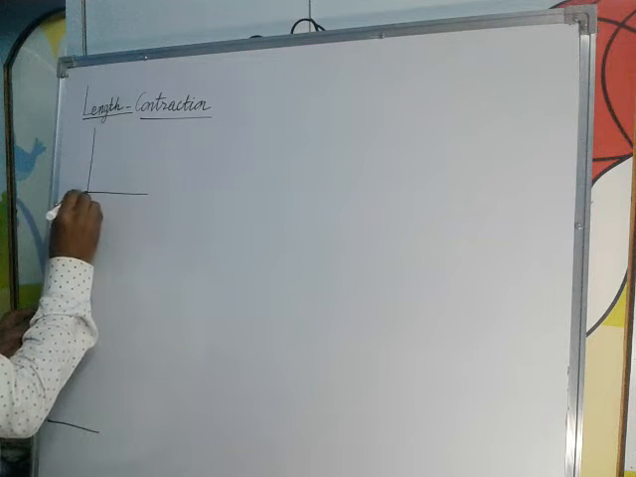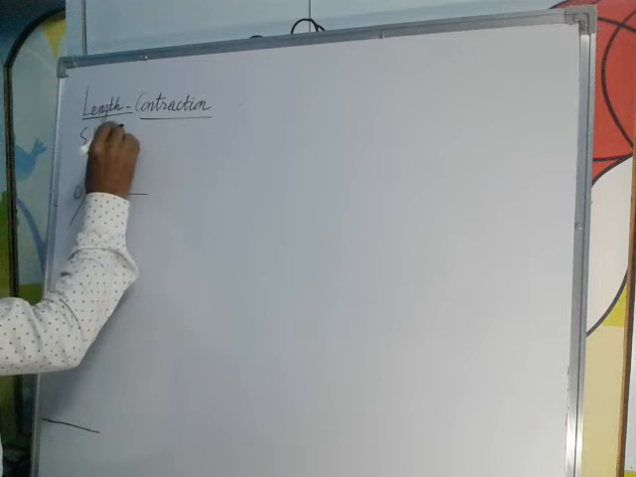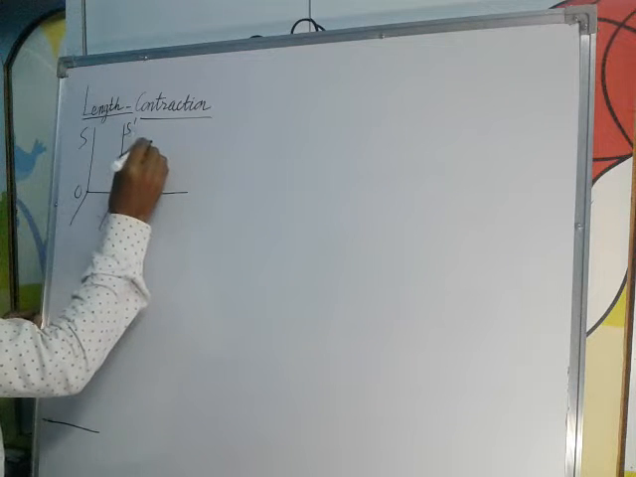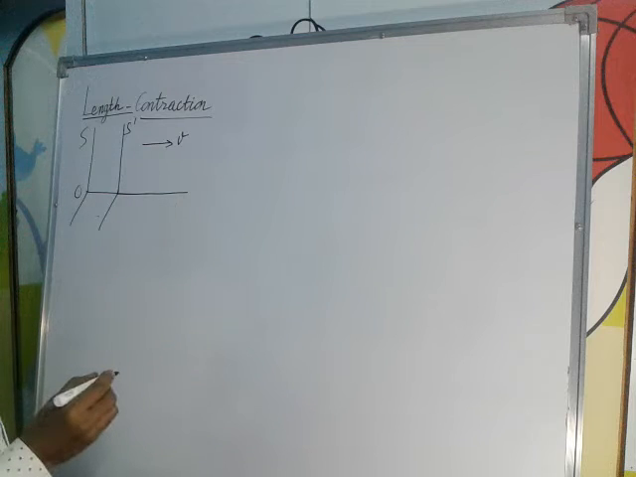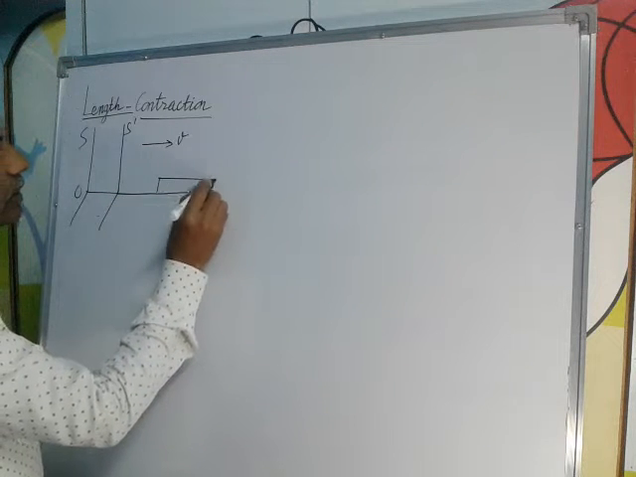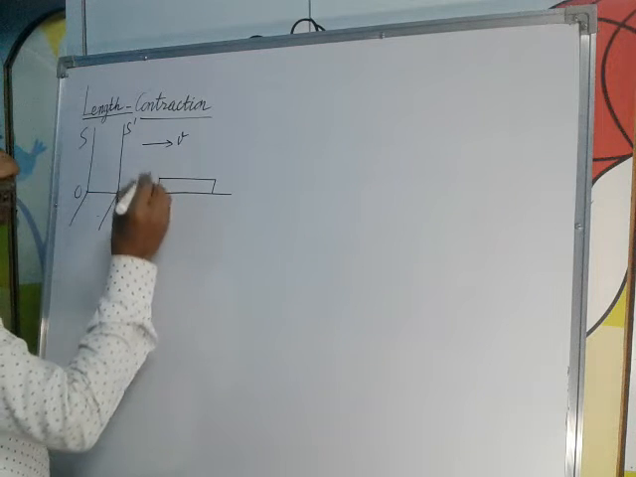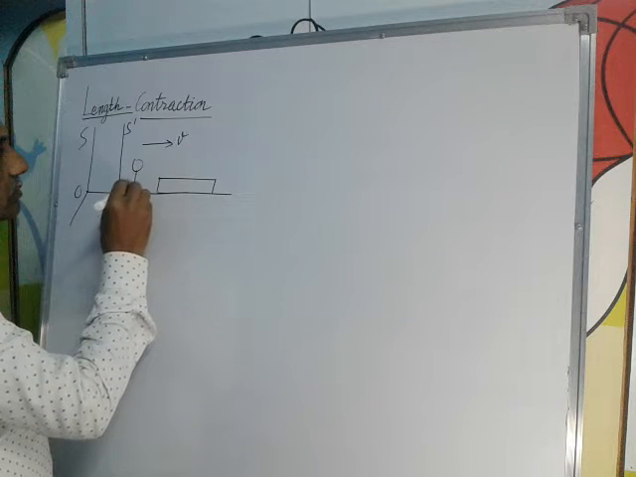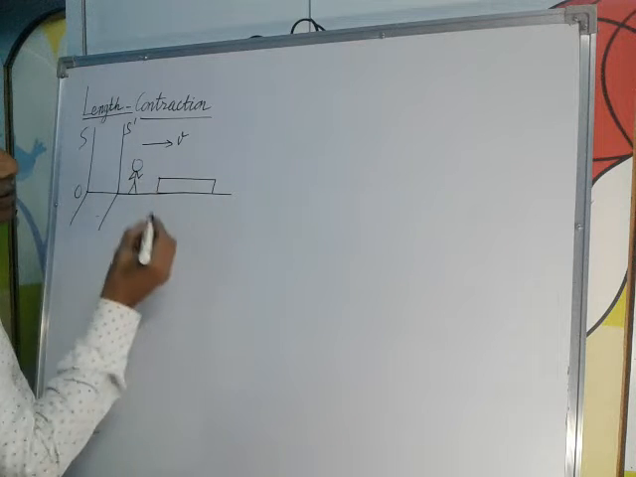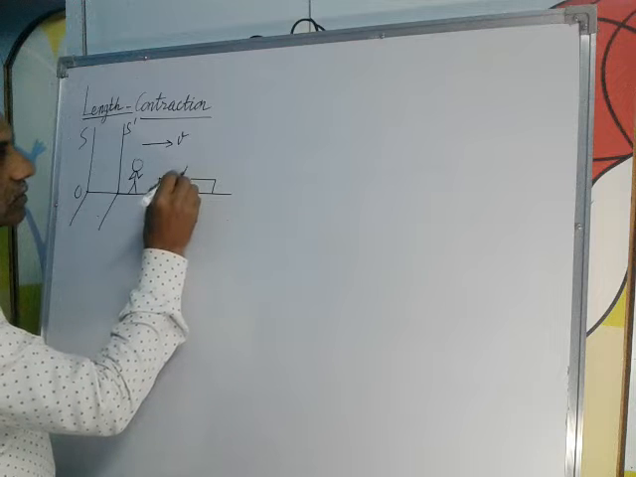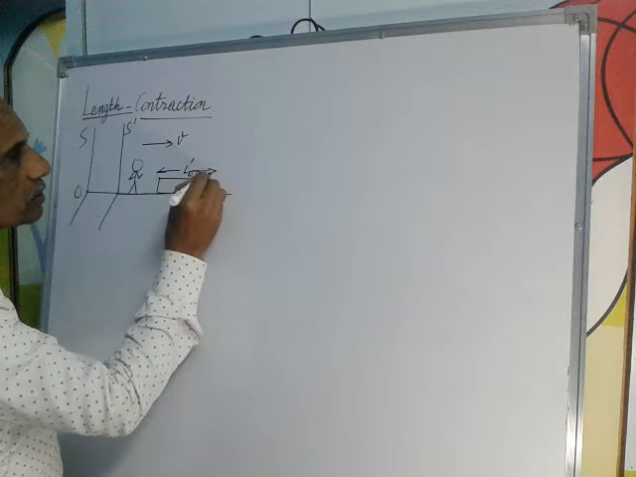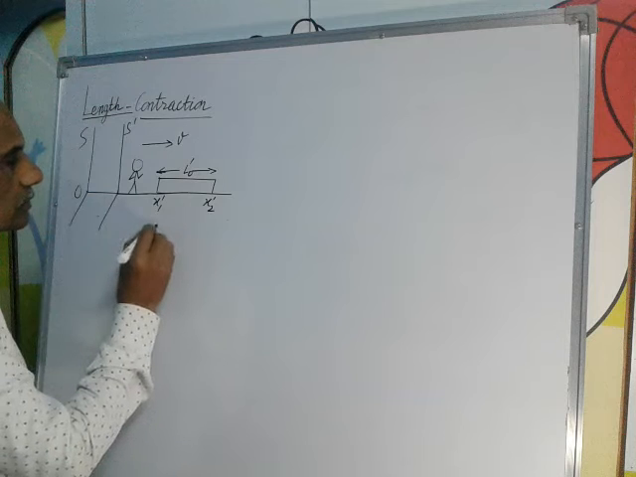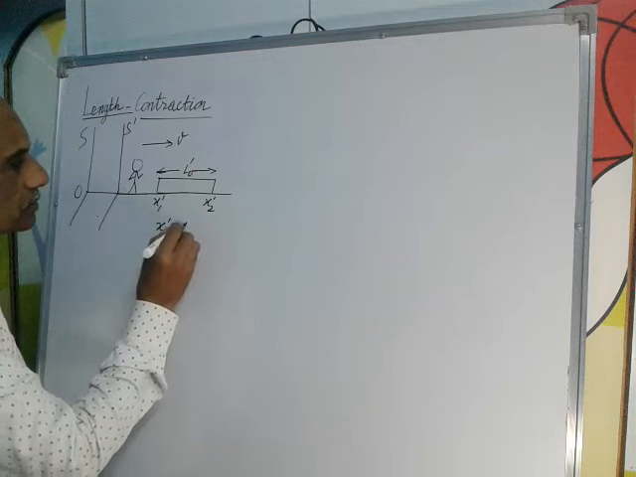Suppose there is a reference frame S which is stationary and another reference frame say S dash which is moving with constant velocity V in X direction. There is a rod placed in this reference frame S dash which is moving with it with velocity V. An observer in this reference frame measures its length as L0 dash. So L0 dash is X2 dash minus X1 dash.